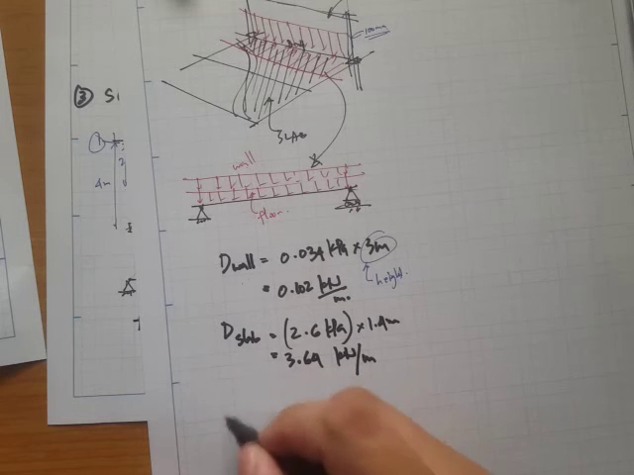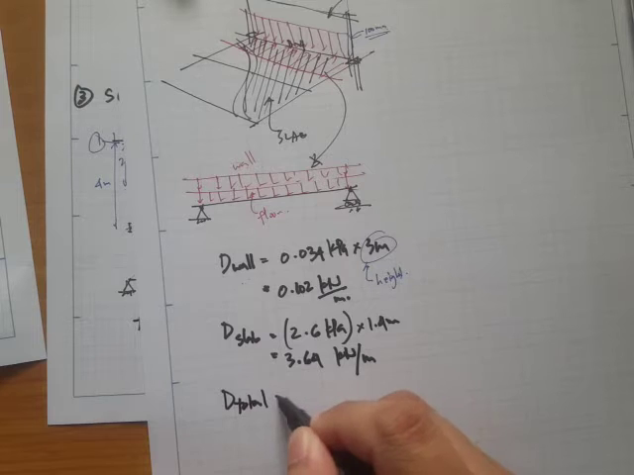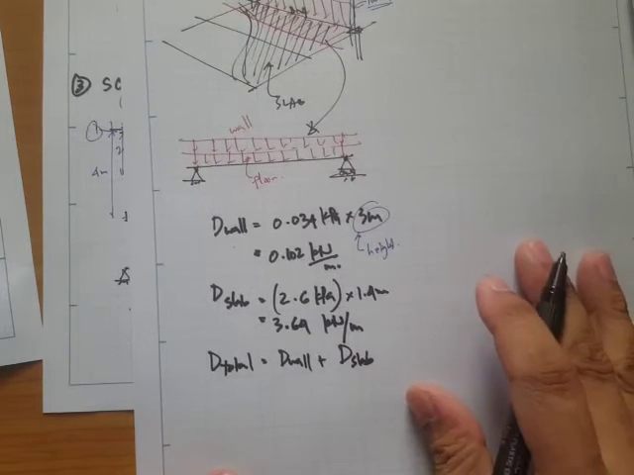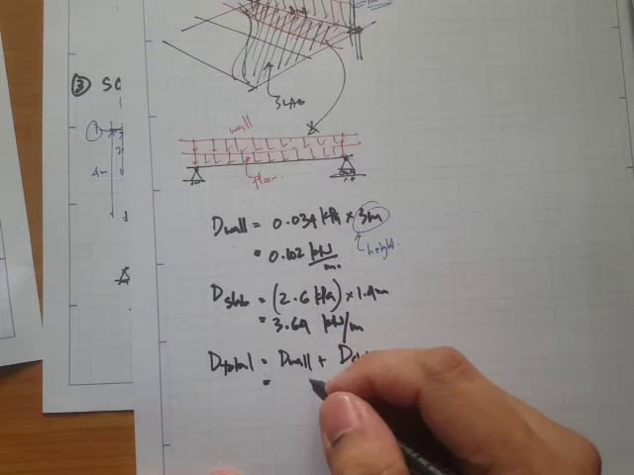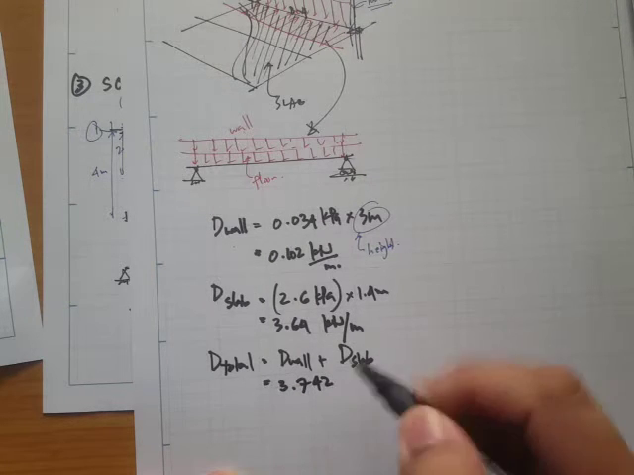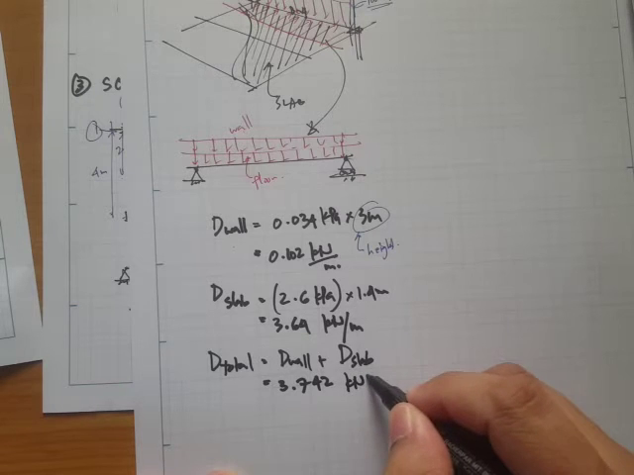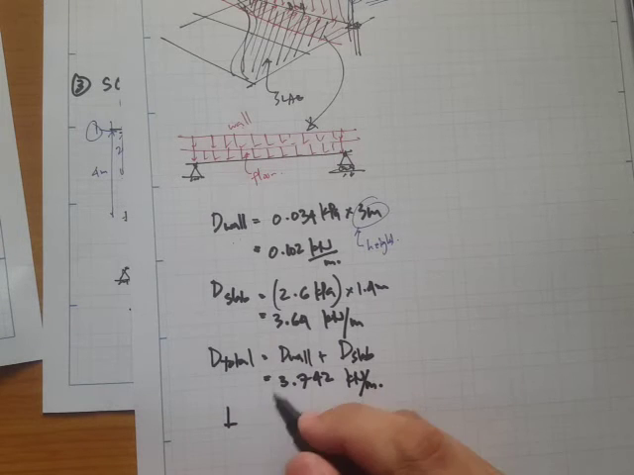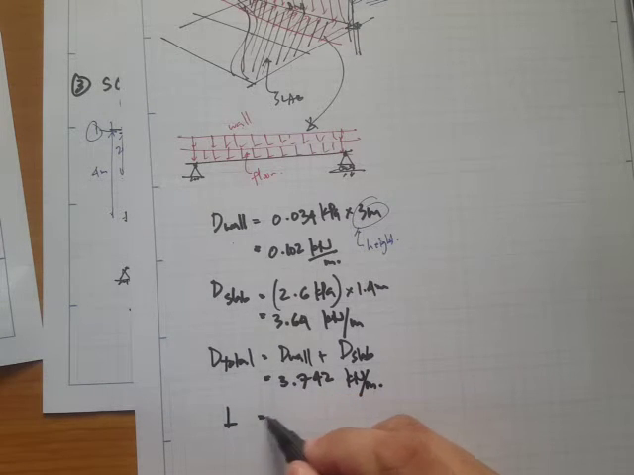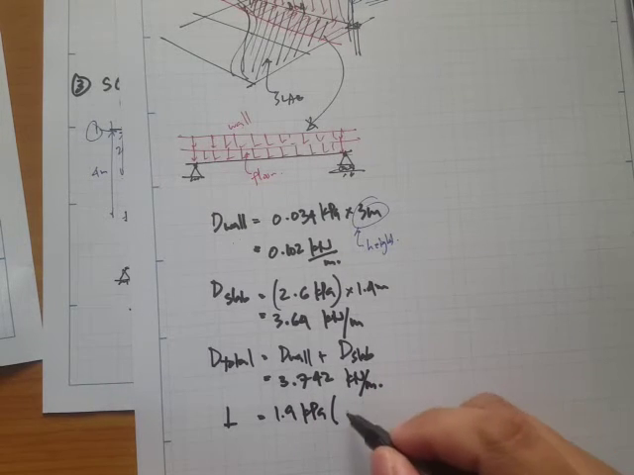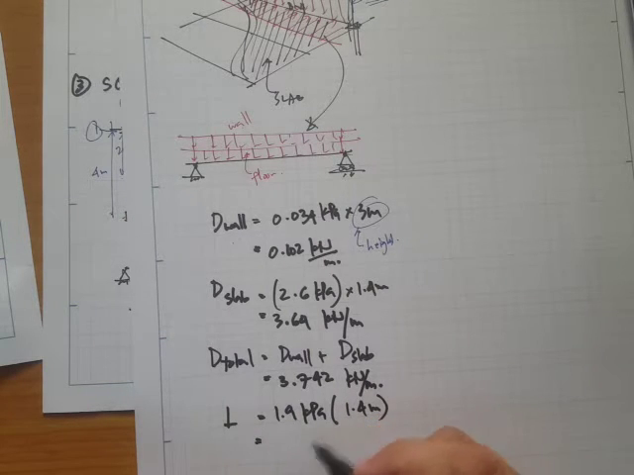Okay, so you can solve for the total dead load. D total is simply the D wall plus the D of the slab, which is just 3.742 kilonewton per meter. And then we have the live load, which is 1.9 kPa, and we need to multiply that by the tributary width, which is 1.4. So we get a value of 2.66.